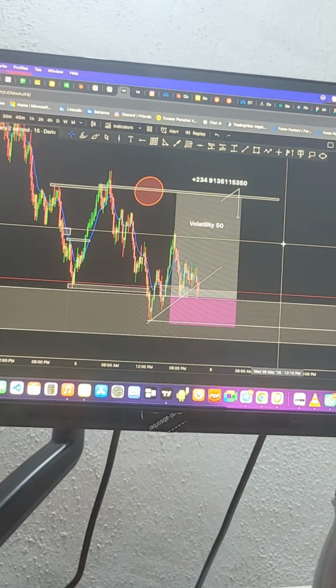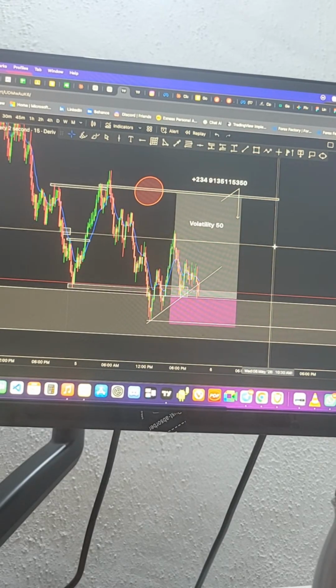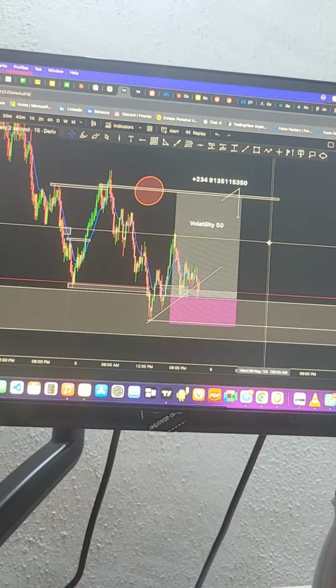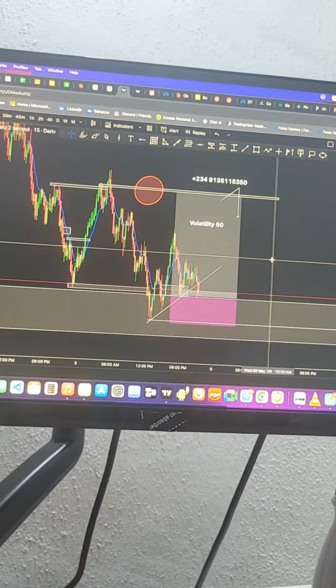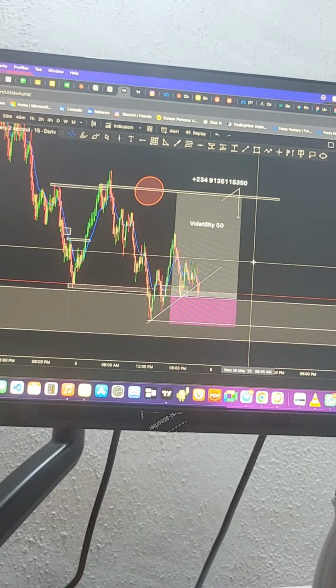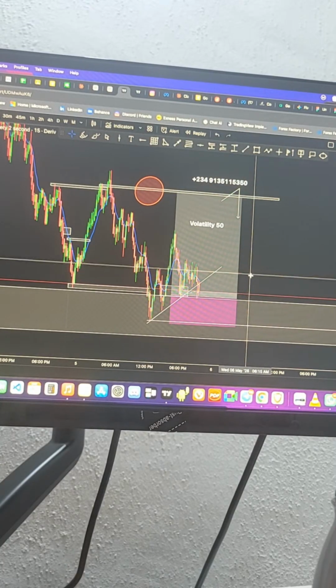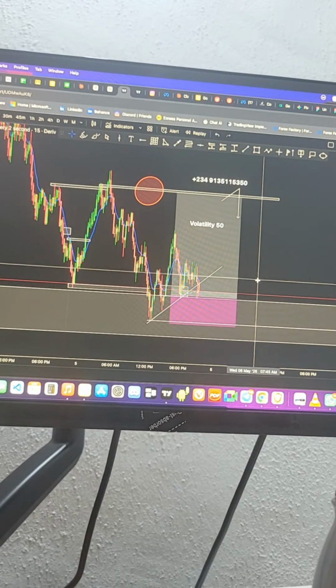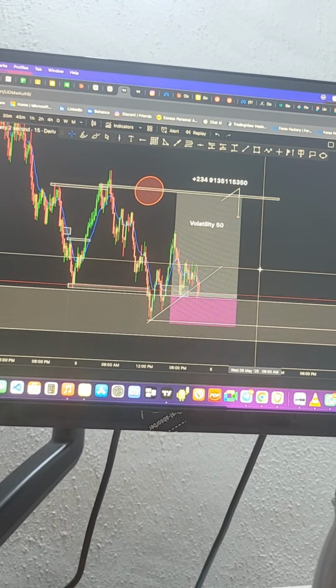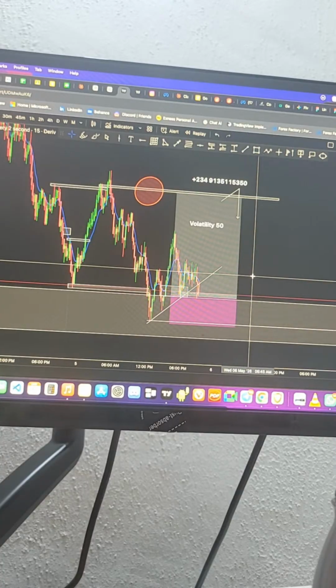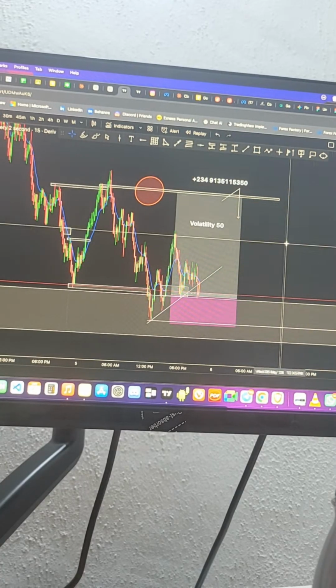If you are targeting, let's say, $50 and price gives you $35 or $40, you don't have to be greedy and wait for price to hit your final TP before you close your trade. Always take whatever the market gives you and don't ever allow a winning trade to turn into a losing trade. So that is just the rules.